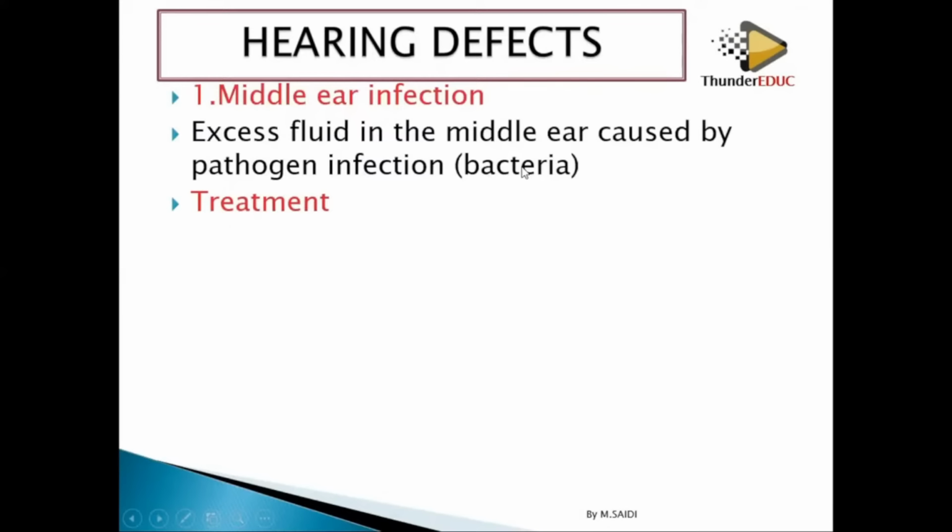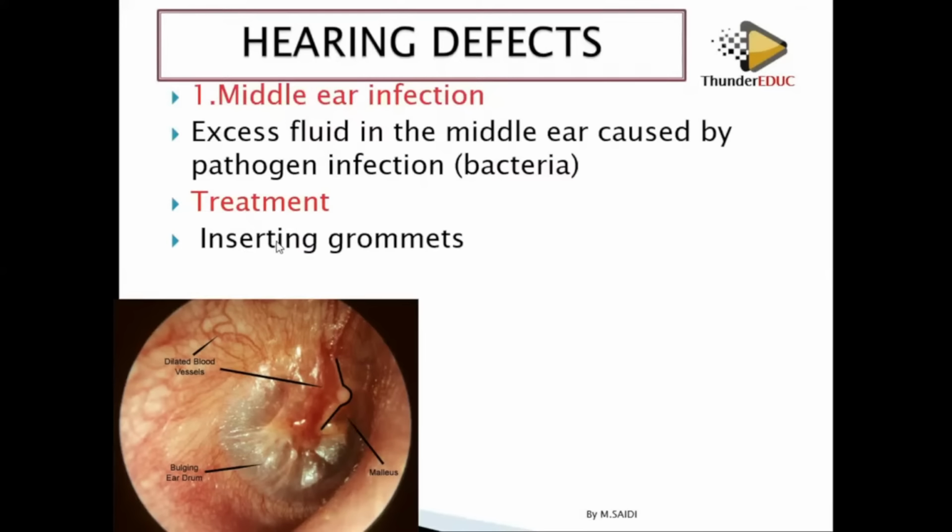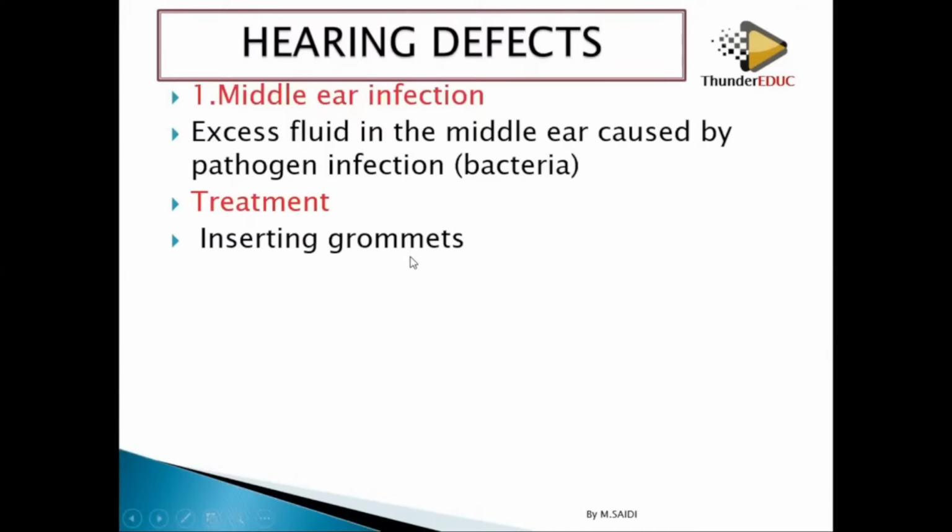Then how do we treat it? Because it's bacteria, you have to apply antibiotics. So number one, because a fluid has been formed, we need to drain that fluid out. Therefore, we have to insert what we call a grommet. So you insert grommets. Number two, antibiotics. Antibiotics are for bacteria. So when you apply the antibiotics, the bacteria will be killed.